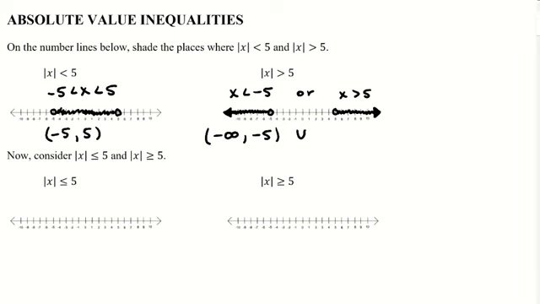Or is union, and then 5 to infinity. Okay, again, not going to include positive infinity, and we're not including 5 because it's not part of our interval of places where the absolute value is greater than 5.